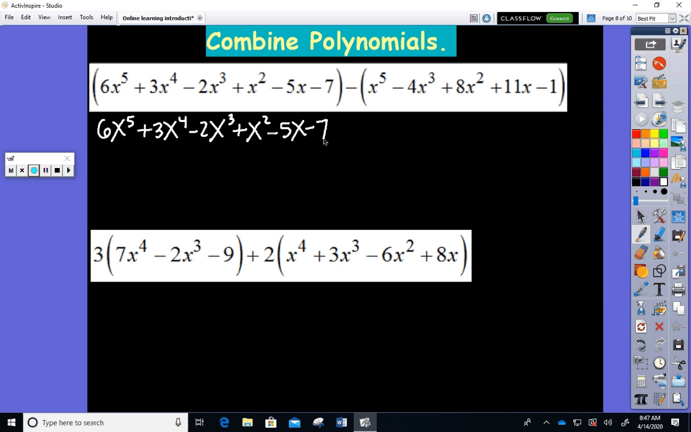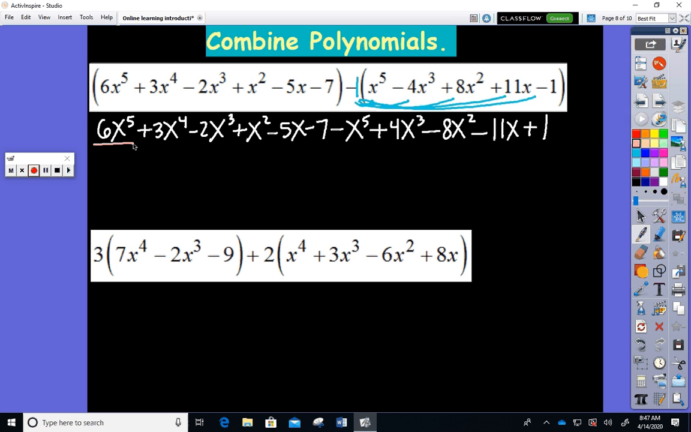Now, the second set of parentheses has the negative 1 right here, so that means you've got to distribute. In other words, flip-flop all the signs. So x to the 5th goes to negative x to the 5th, minus 4x cubed goes to positive 4x cubed. Then I'm going to get minus 8x squared, minus 11x, and plus 1. So when you're subtracting, you're distributing a negative 1, which has the effect of flip-flopping all the signs to their opposites.